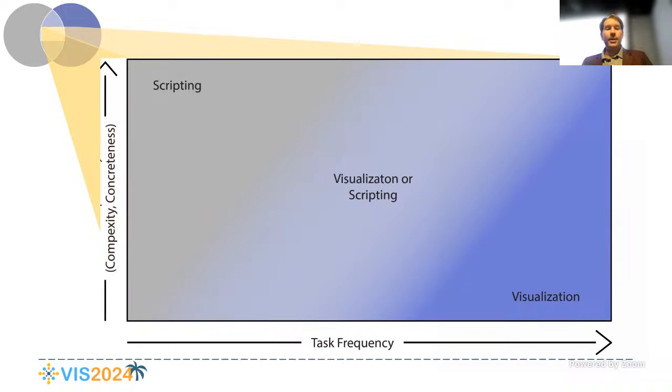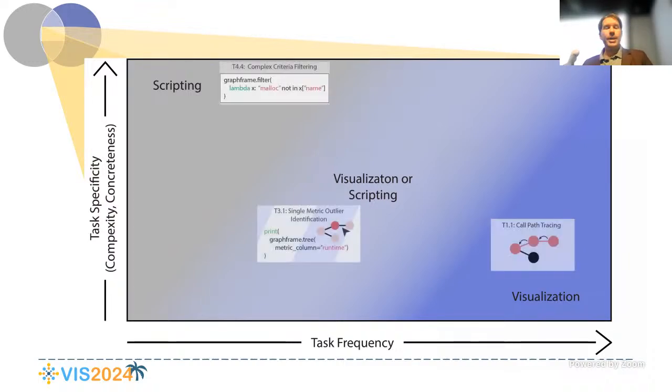And then along the left axis, we have task specificity, which is both complexity and concreteness in the mind of our analyst. And whenever we place our initial examples on this, you can see that our filtering task is on scripting in the upper left there. And our scanning over the tree task goes down into visualization in the lower right.